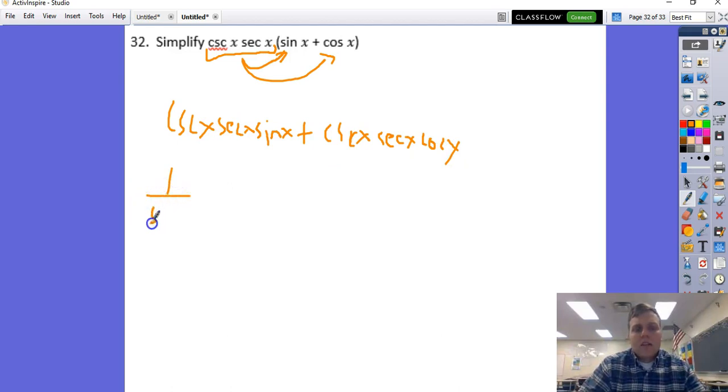1 over sine, right? So all I'm doing now is just changing cosecant x to being 1 over sine x. Alright? And all three of these guys are still multiplying. There's still multiplication going on. If you want to go back and add in multiplication signs, that's fine. I'm going to keep cosecant as cosecant because there's no reason to change it. But secant, you should remember, is the same thing as 1 over cosine.